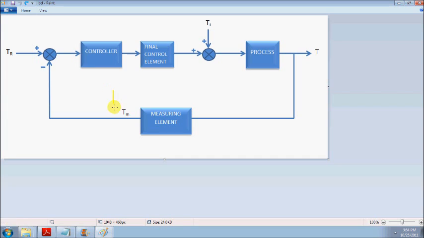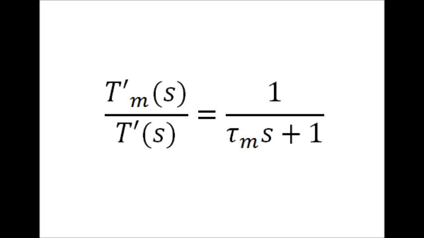Let's assume that this element is a first-order system, for which the transfer function is Tm'(s) over T'(s) equal to 1 over (tau m s plus 1), where the input-output variables T prime and Tm prime are deviation variables. Tm is the measured temperature, and T is the desired temperature.